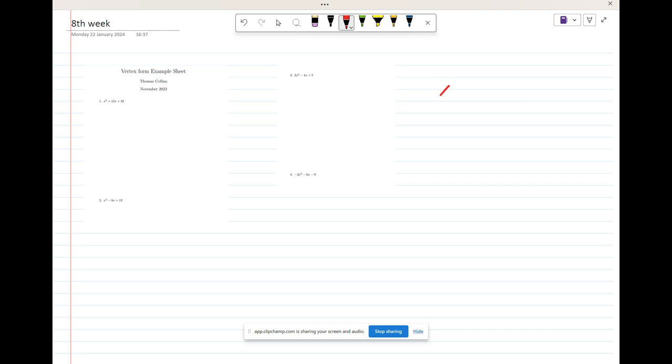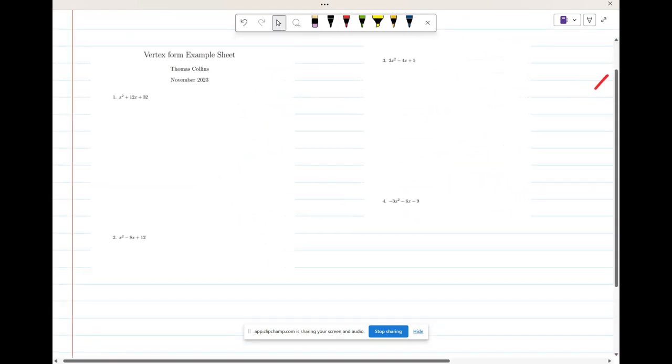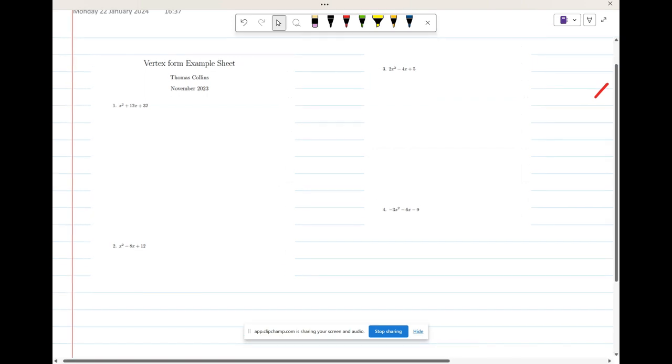Okay, so in this video we're moving a little bit away from the algebra we were doing and trying to introduce a bit of functions, or just revise some of the functions stuff that we did before. So what we have here is just a vertex form example sheet.